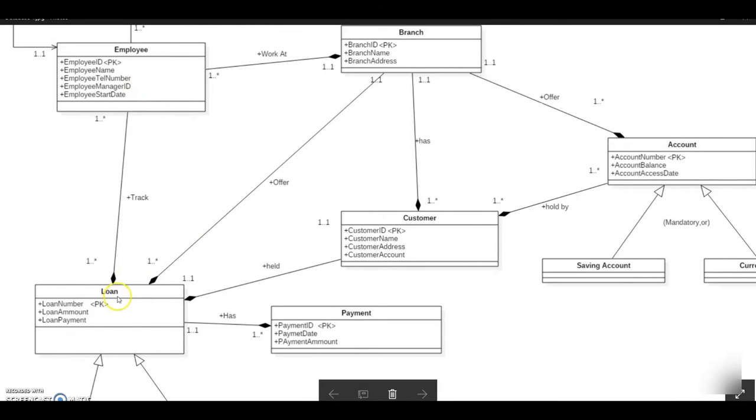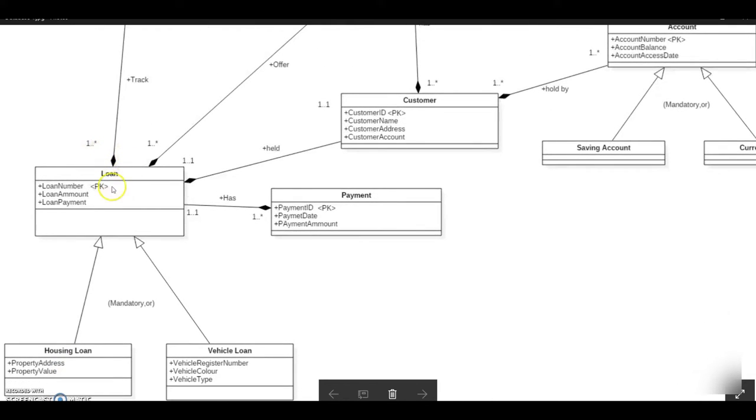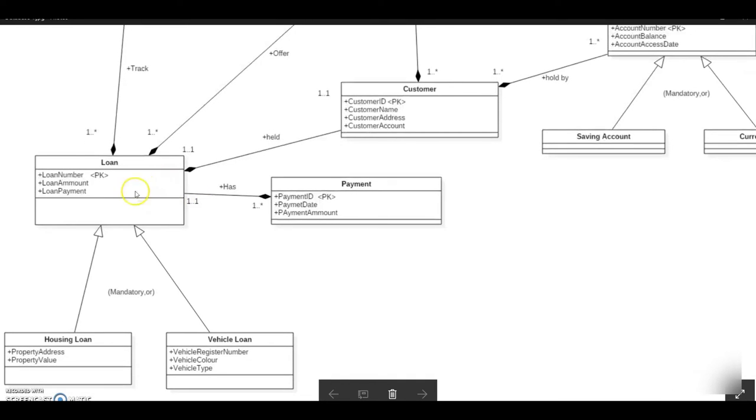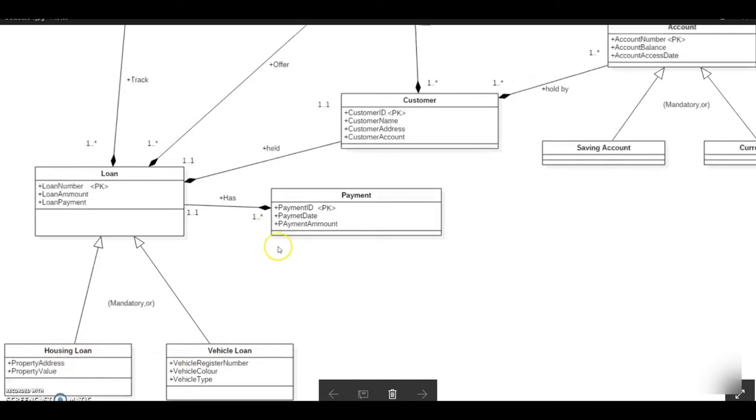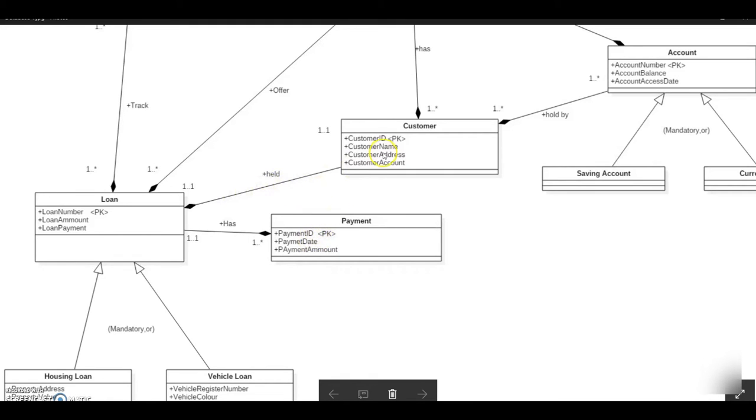Looking down to the loan, their loan relationship towards employee will be the employee tracks the loan, and their multiplicity will be one to many: employees are able to track one or many loans. In the loan entity, it has two subclasses, which are the housing loan and vehicle loan, which means the customer will have either a housing loan or a vehicle loan. Talking about the customer, their relationship towards the loan will be the customer holds loan, and one customer will only be able to hold one loan. So their multiplicity will be one towards one for the customer and one towards one for the loan.